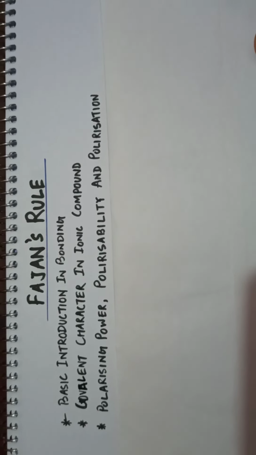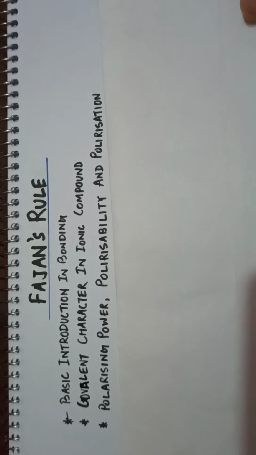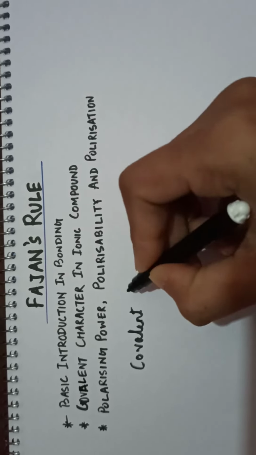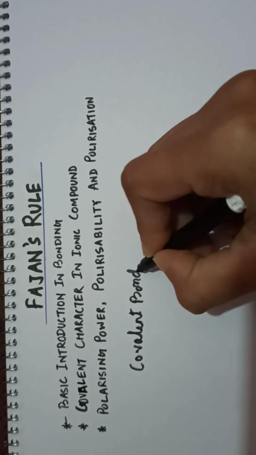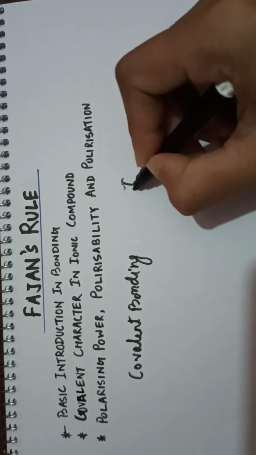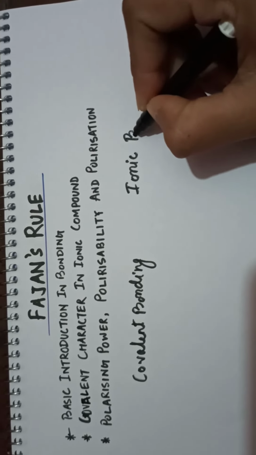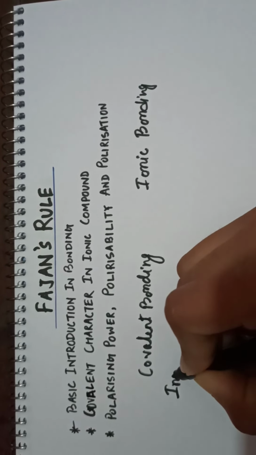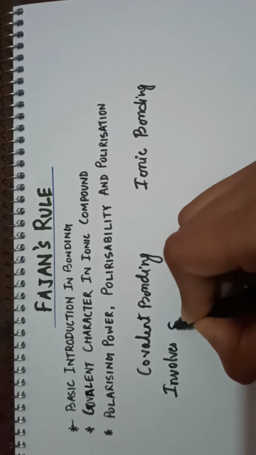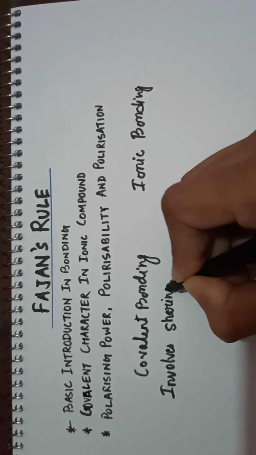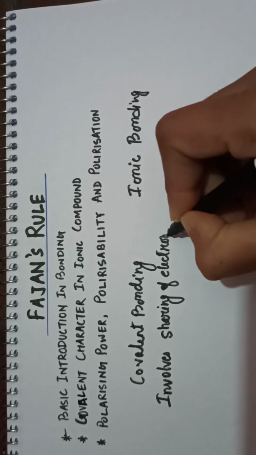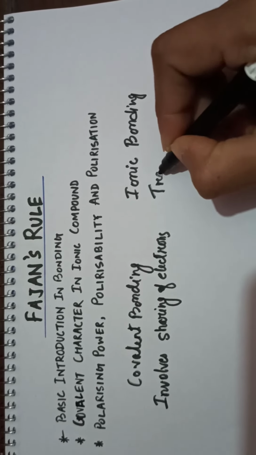So we know that we have two types of chemical bonding, right? Covalent bonding and ionic bonding. Covalent bonding involves sharing of electrons, and ionic bonding involves transfer of electrons.